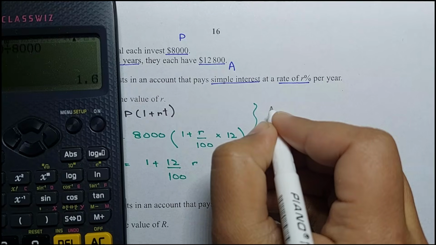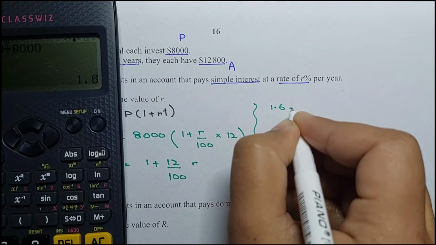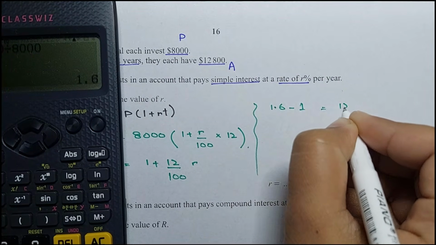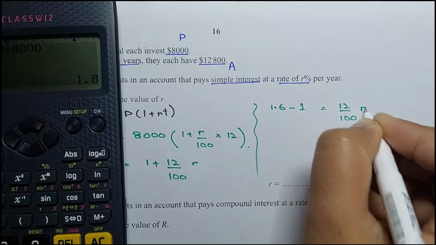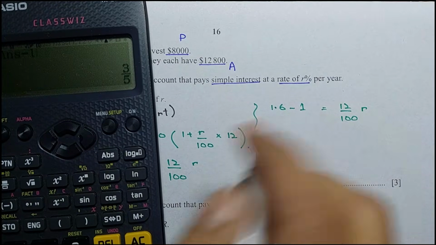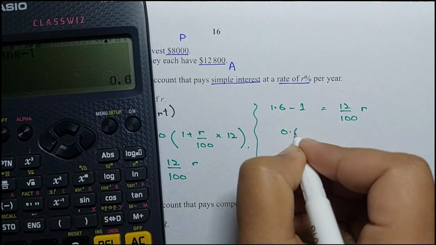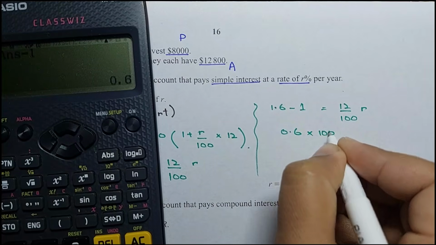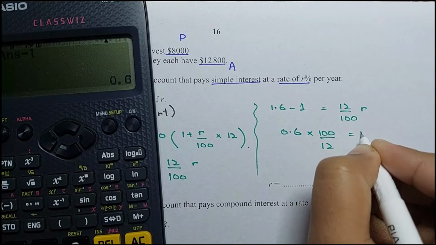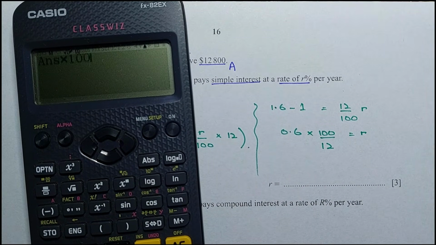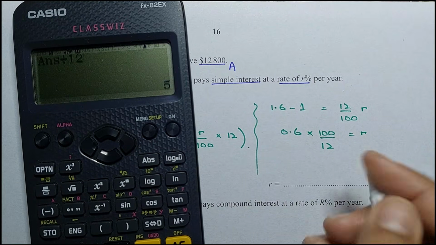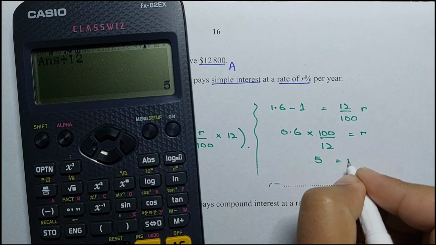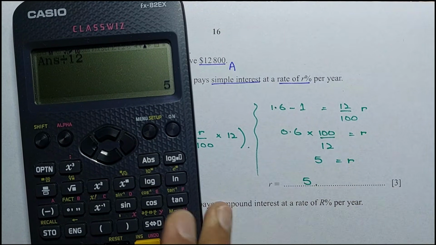So we can say 1.6 subtract 1, this is 12 over 100 into R. Subtract 1, this is 0.6. Multiply the reciprocal of 100 over 12, this would be R. Multiply by 100 and divide it by 12. So this 5 is the R. So the interest rate is 5%.